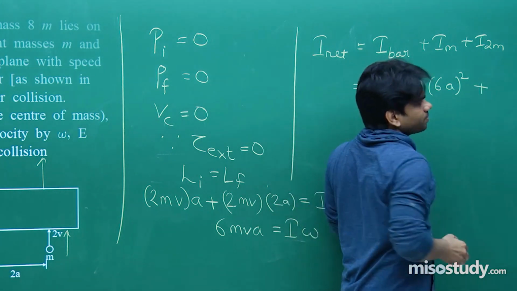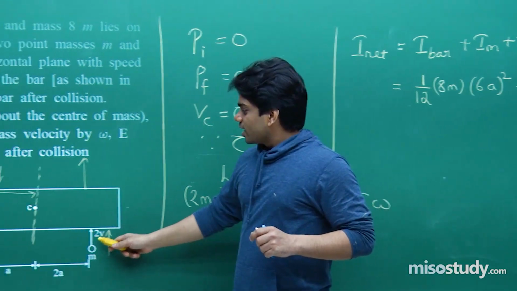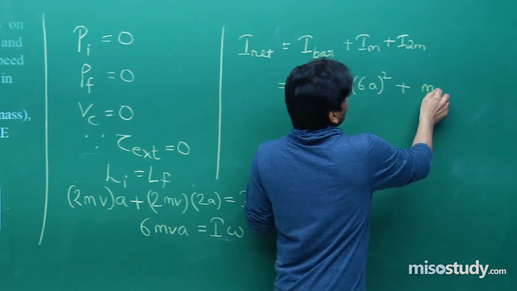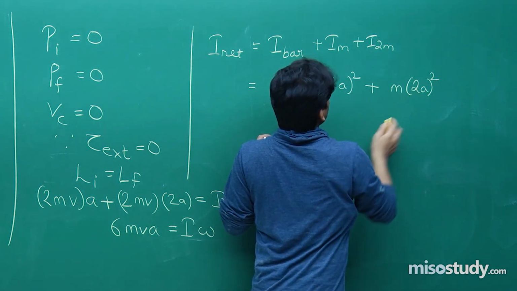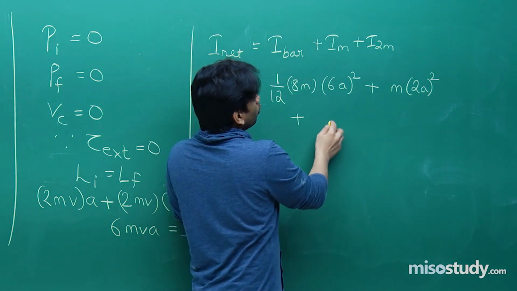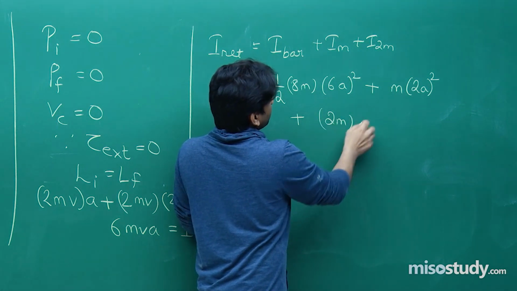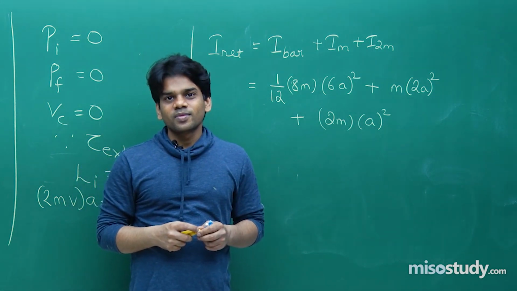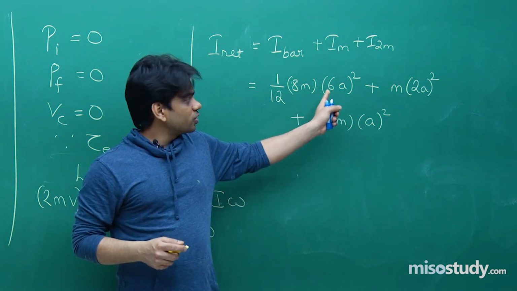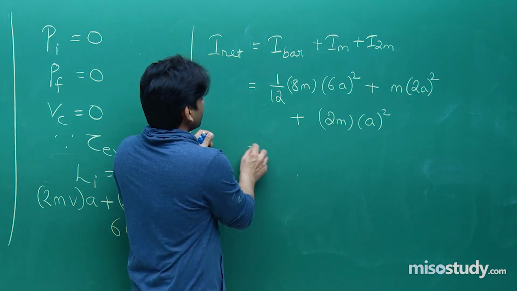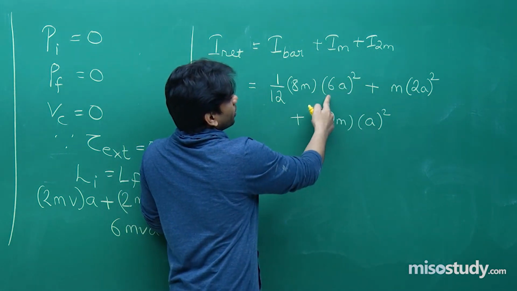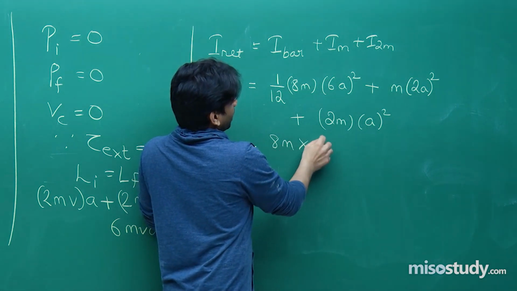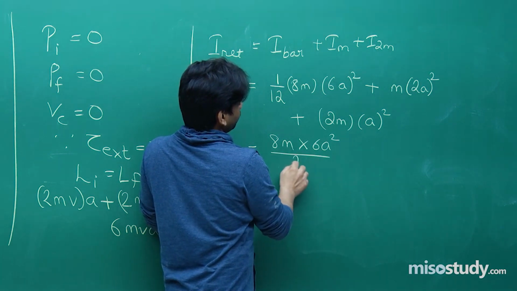Next, I due to m. You see here this mass m, its distance is 2a, and we use mr square, so m into 2a whole square, plus due to 2m, we have 2m into its distance a whole square. This is what we have learned: 1 by 12 ml square for the bar, then mr square for the point masses. Now let me simplify: 6a whole square gives 36, so we have 8m multiplied with 36a square divided by 12.